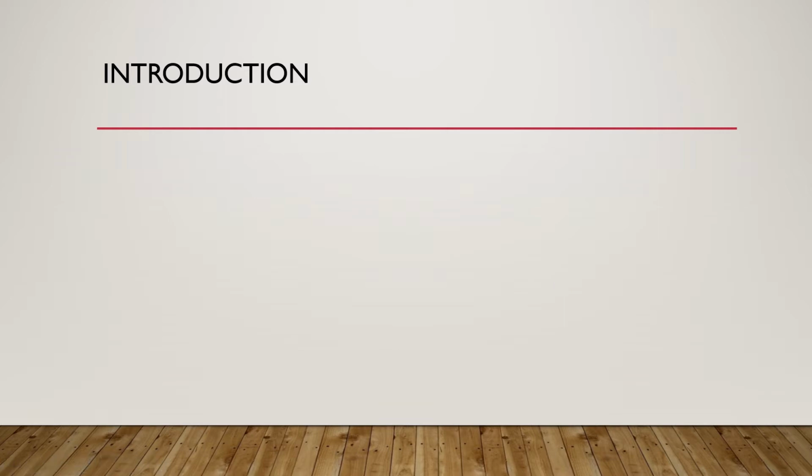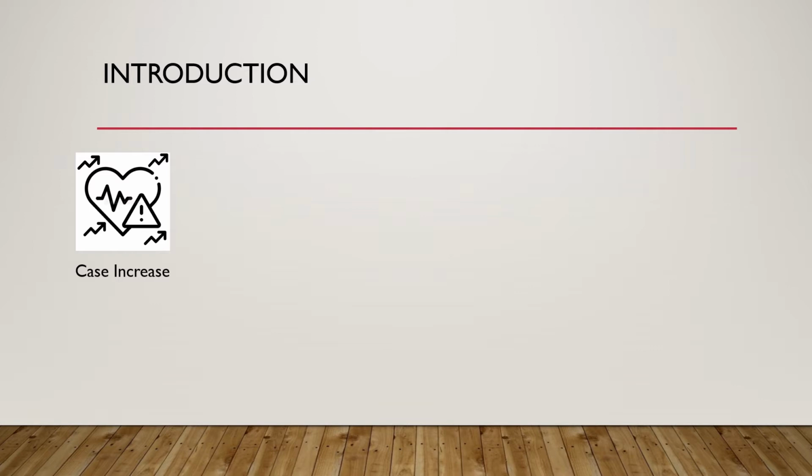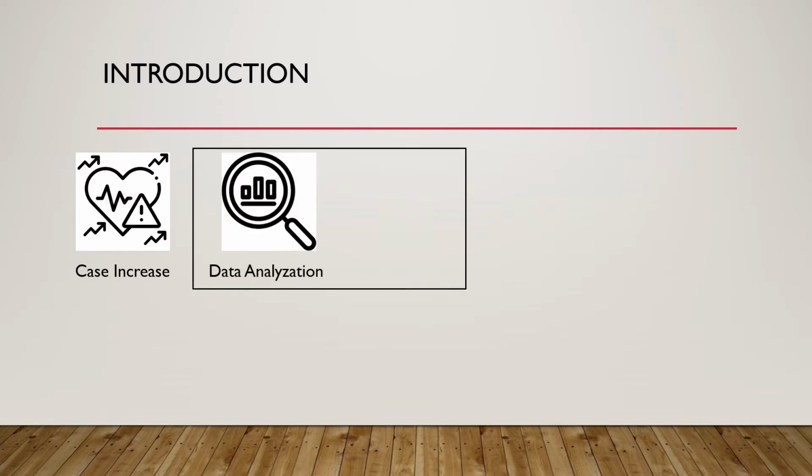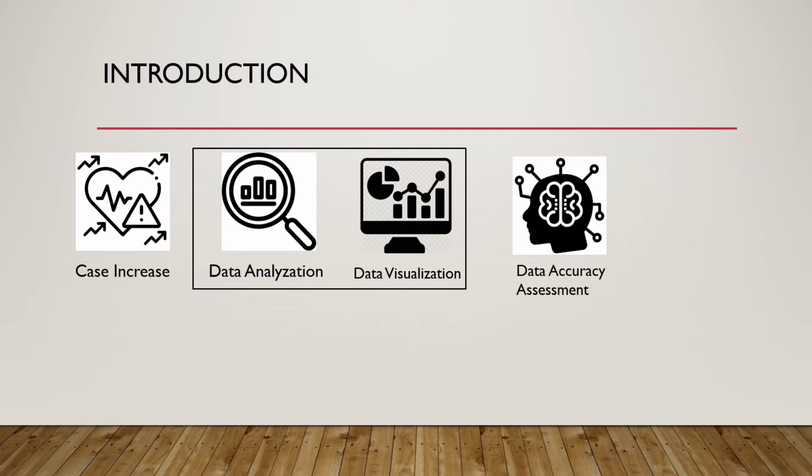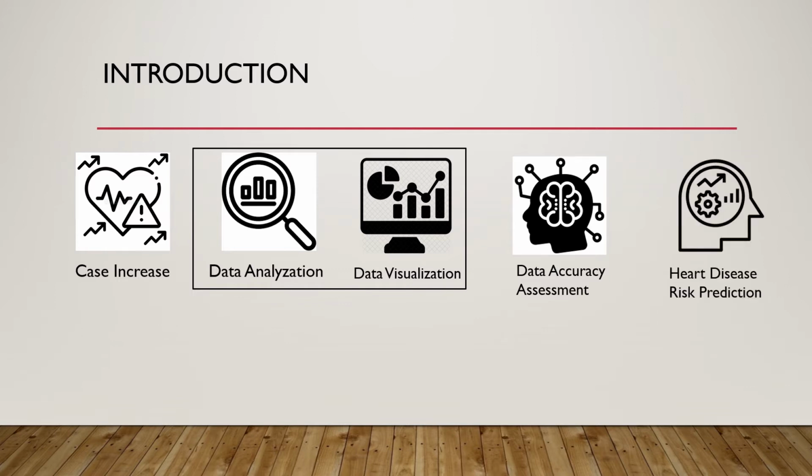The motivation to develop this project is that heart disease cases increase year by year. This project includes data analysis, which is analyzing the data; visualization, which is presenting the result in graph form; and data accuracy assessment, which is to evaluate the accuracy score of the dataset by using machine learning algorithms. The last feature is applying a prediction algorithm to predict the risk of heart disease.